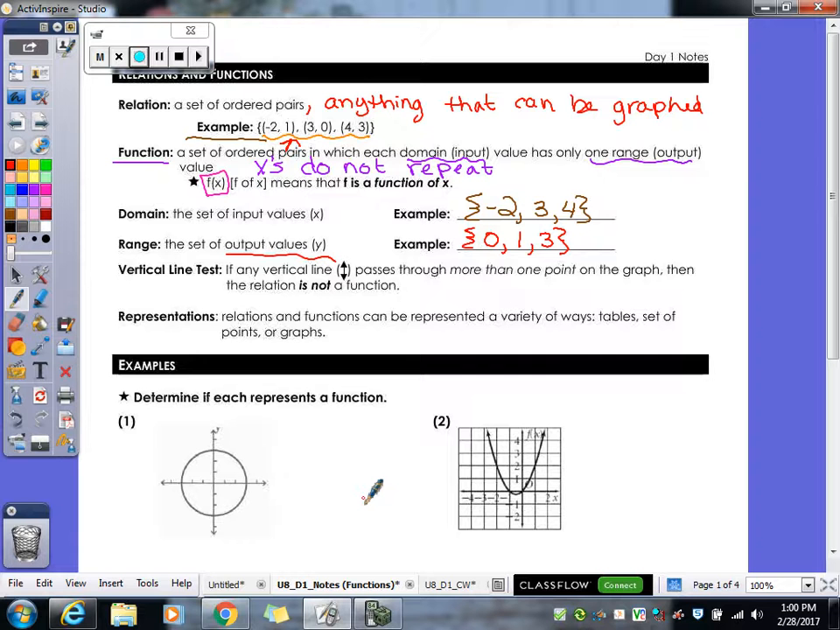So that's one way to identify our domain and range. We're going to be doing a lot more with that throughout the unit. Our vertical line test allows us to check to see if a relation is a function. So you would do a vertical line on the graph. If it passes through more than one point, then it is not a function. And we'll go through that down below. And then this is just saying relations and functions can be represented by tables, set of points, or graphs. We just have lots of different ways we can represent them.